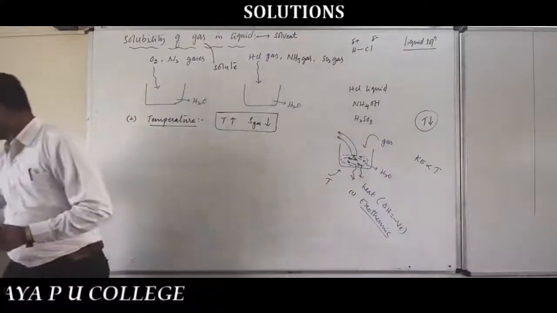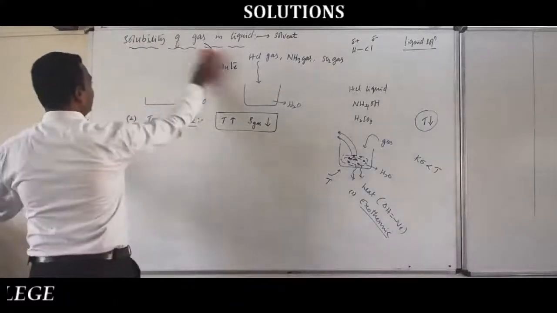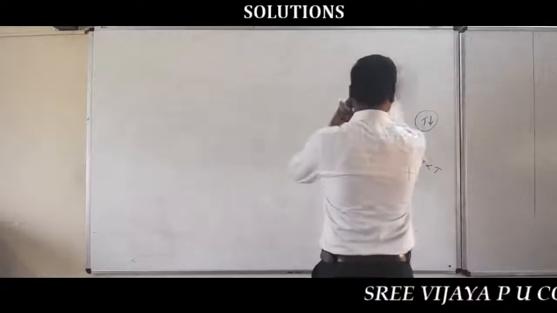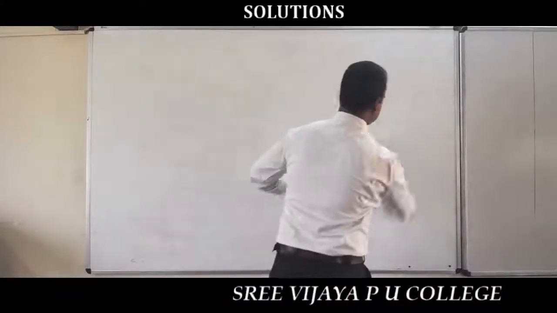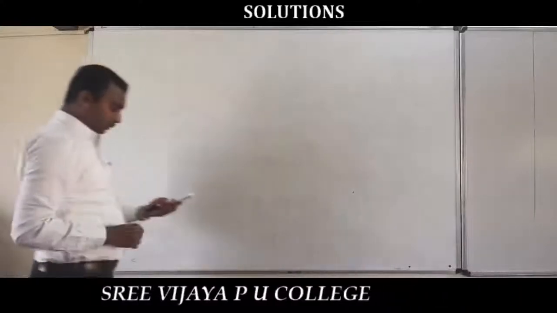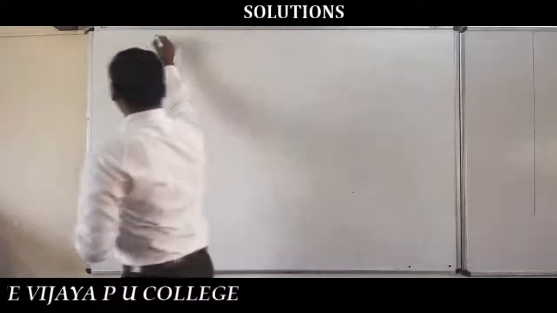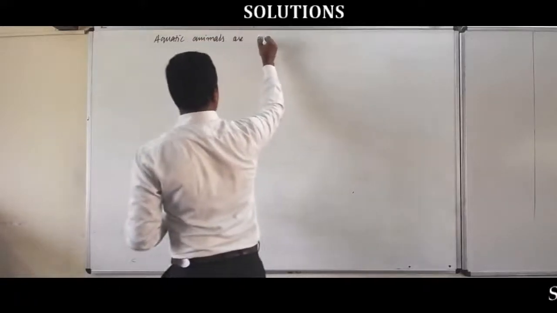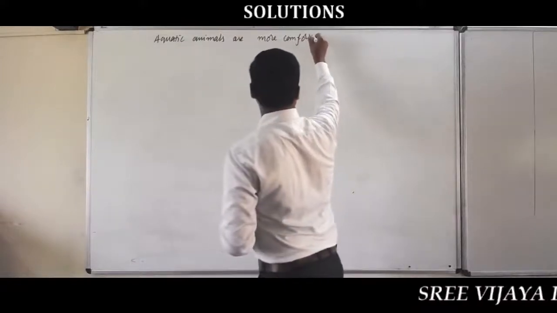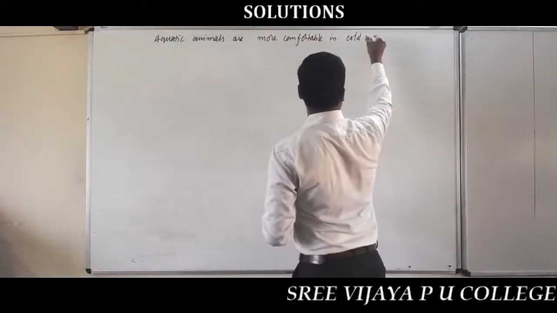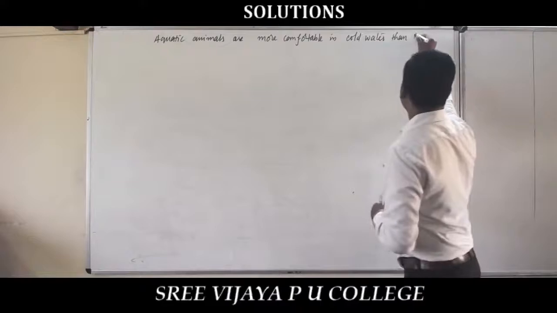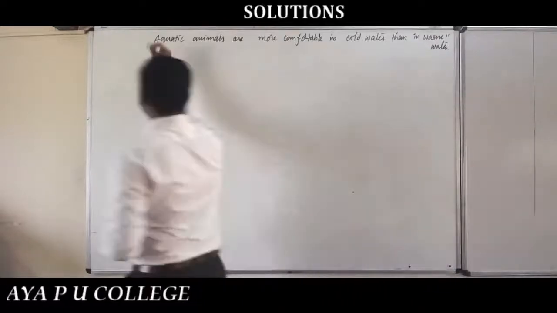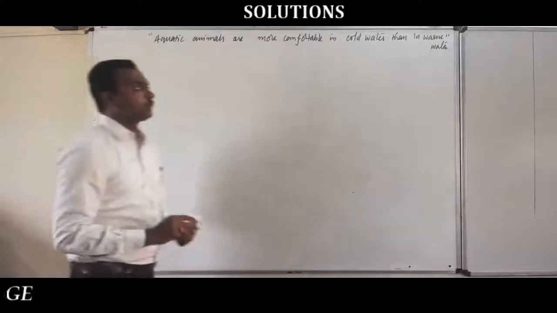So under this, there is one more important application level question. Aquatic animals are more comfortable in cold water than in warm water. So remember, this is a very important application. Aquatic animals are more comfortable in cold water than in warm water. Give reason.